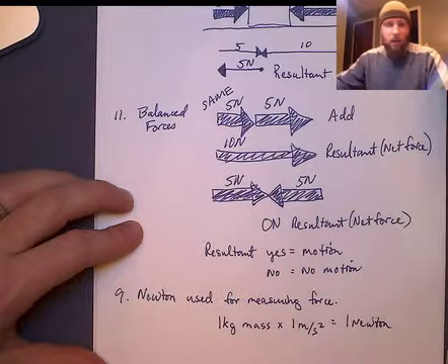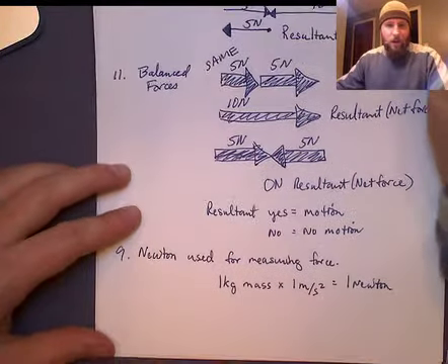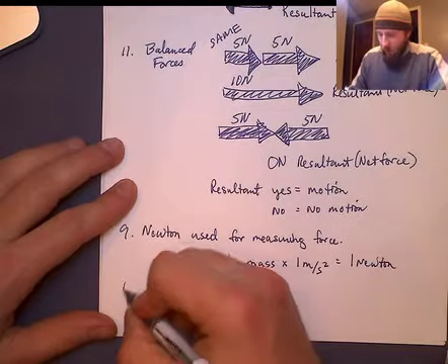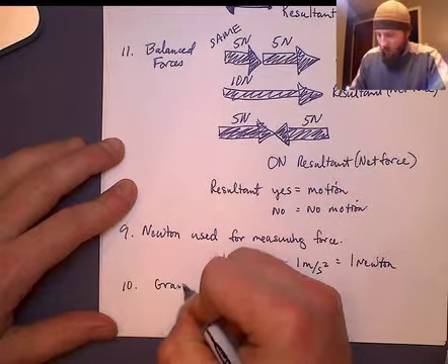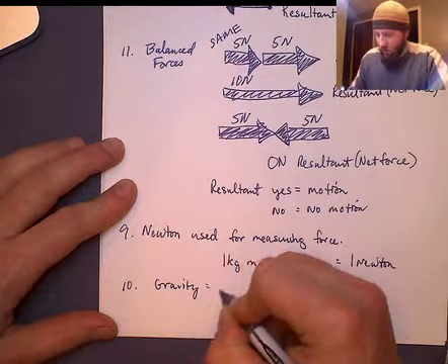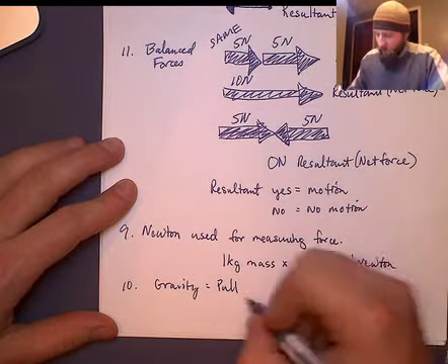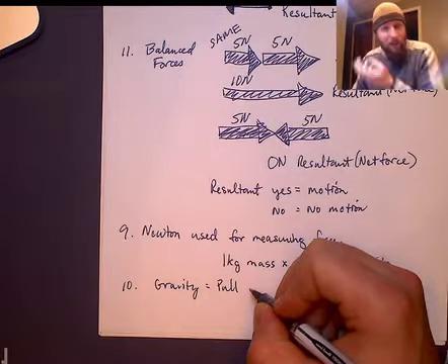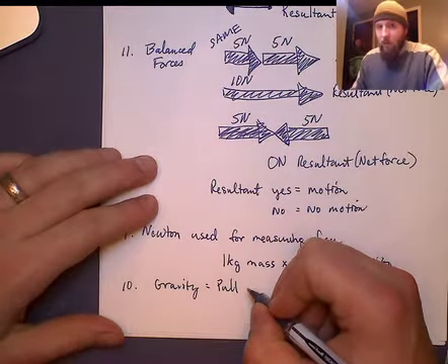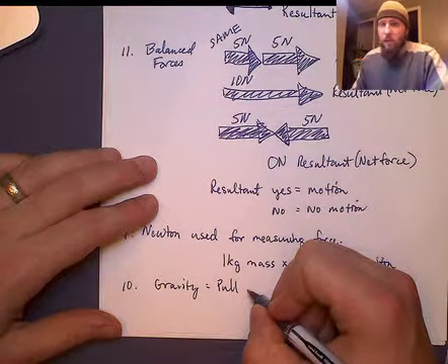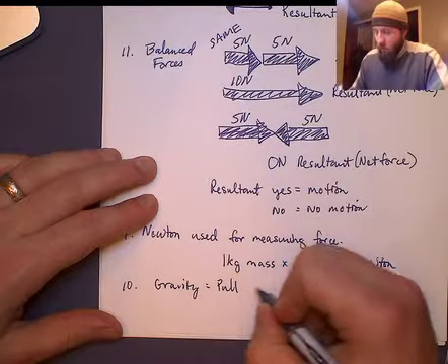Alrighty, let's zip on here. Gravity, I don't think I need to go over that. Number 10, gravity: the only pull. And obviously gravity does exist between all objects that have mass, but it'll be the only pull that exists between 2 objects.